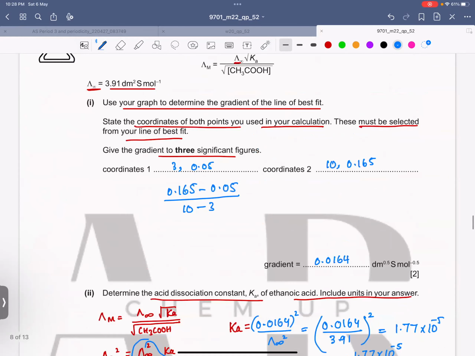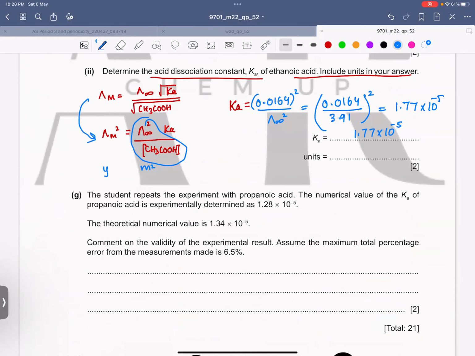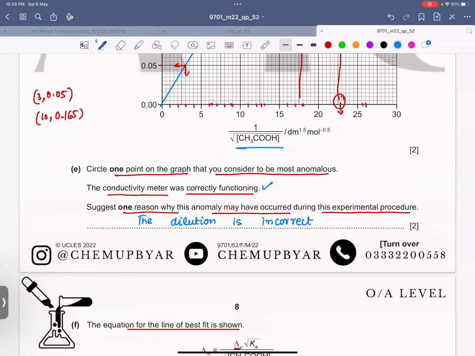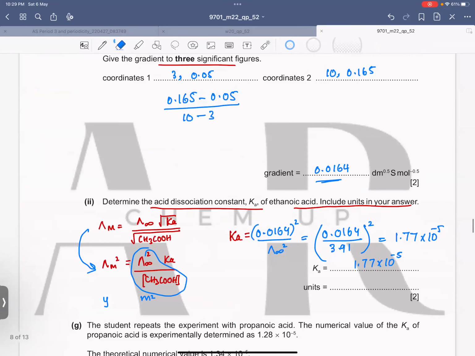Because we have taken the square of the whole thing, right? So the gradient is basically this one having an under root of the concentration of ethanoic acid. So we have removed that. So that's why we have to take the square of that value. We have removed that under root. If you look at the y-axis, see. So if we have removed that under root, that's why we have to take the square of this value as well.